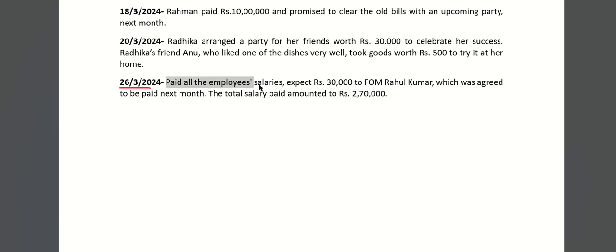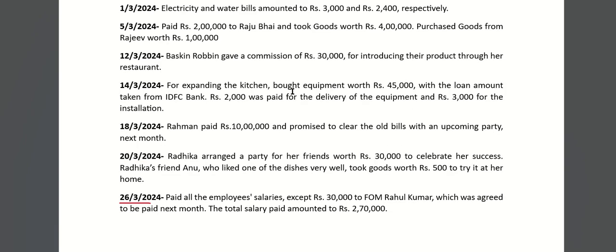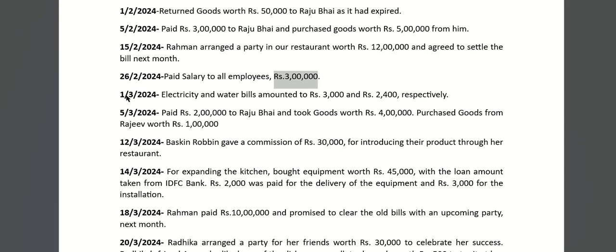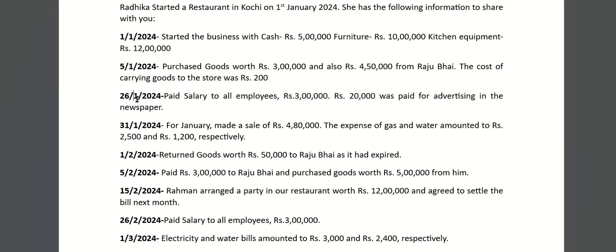Radhika paid all employees' salary except rupees 30,000 to FOM Rahul Kumar, which was agreed to be paid next month. Okay, that means on every month on 26th, Radhika would make the salary payment. Just see what happened the last 2 months. On 26th of February, she paid salary rupees 3 lakh to all employees. On 26th of January, she paid salary to all employees rupees 3 lakh.